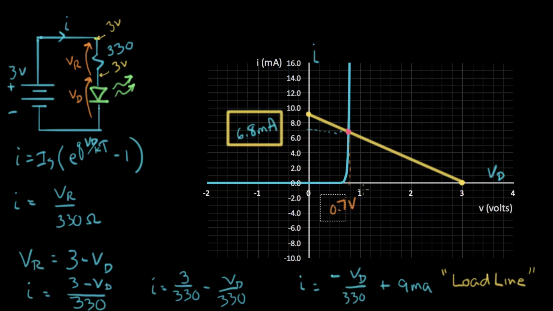So now we actually just solved our circuit using a graphical technique. Let me erase this a bit to clean it up. That was just the resistor load line that we were talking about. And now for our solution, we have I equals 6.8 milliamps, and V diode equals about 0.7 volts. So that's how you do a graphical solution with a diode.